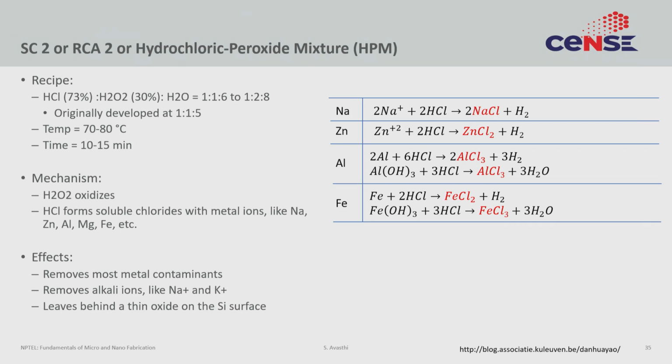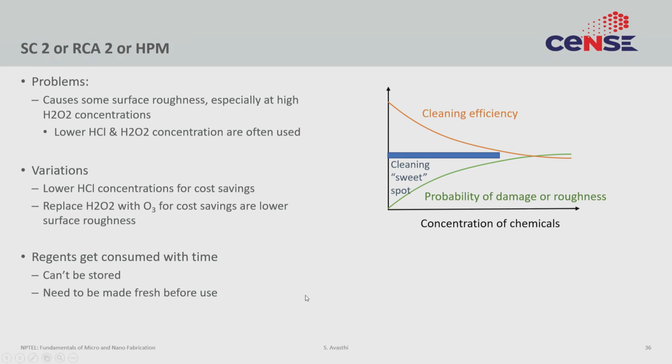The mechanism once again is similar. It is just an acidic solution instead of an alkaline solution. H2O2 oxidizes, then HCl forms soluble chlorides. So, here is an example. Supposing you have some sodium or zinc or aluminum or iron, all of these react with HCl to form chlorides, and these chlorides tend to be very soluble. So, by virtue of washing the wafer later, you would end up removing this contamination from the surface. This also leaves behind a thin layer of oxide on the silicon surface because of H2O2, just like the previous two cleans.